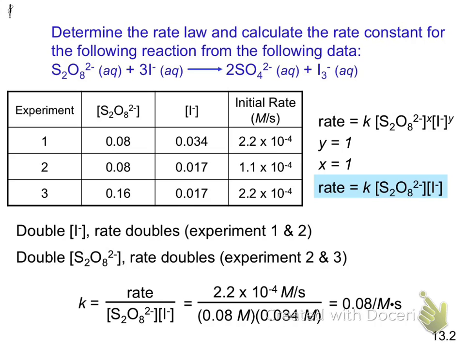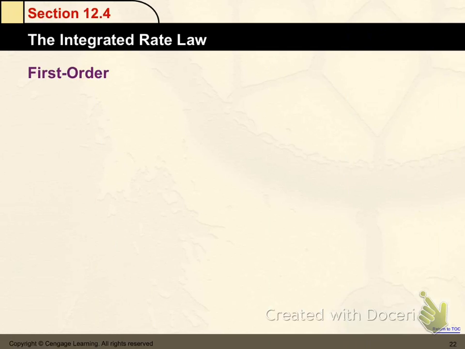So now we can actually write the actual rate law for this particular process. All you got to do is substitute this guy in for K, and we're all set to go. That's it. We'll talk about integrated rate law tomorrow in class, or maybe tomorrow with notes, one of the two.